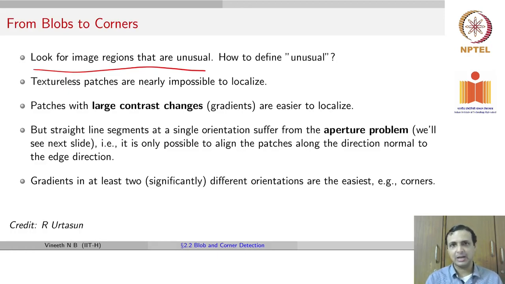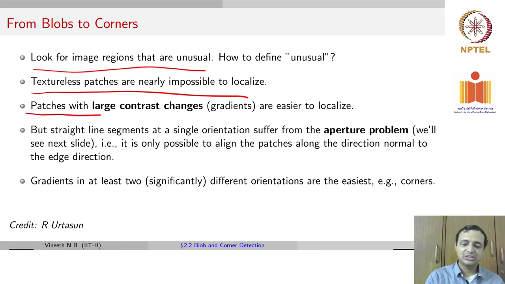Something that sets apart that region in the image from other images. If you have a region that is textureless, for example, the blue sky, then that could be common across several images and it may not really be unique to that particular image. You may not be able to localize that region in any other image with a similar content. You ideally are looking for patches with large contrast changes, large gradients, right?